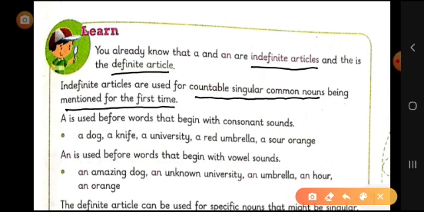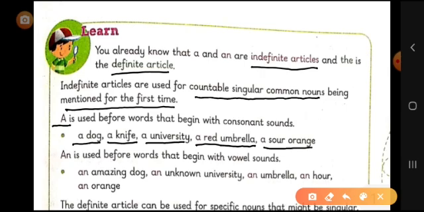Now look, a is used before words that begin with consonants. So we know that a, e, i, o, u are vowels and the rest of the alphabets are consonants. So before consonant sound words, we use the article a. Let's see some examples. A dog, a knife, a university, a red umbrella, a sour orange.